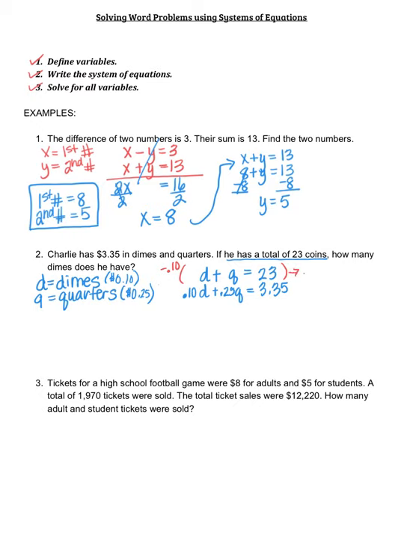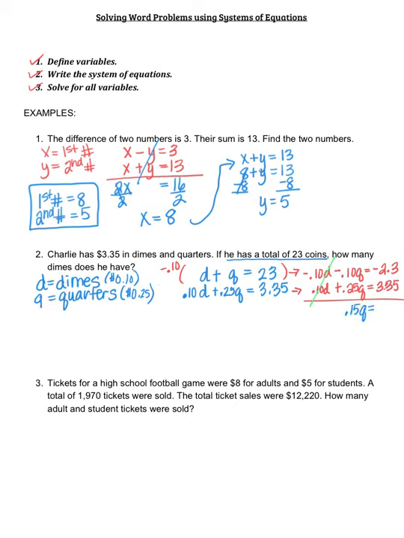So that's going to be negative 0.10D minus 0.10Q equals negative 2.3. Now I'm going to bring over the bottom equation. 0.10D plus 0.25Q equals 3.35. And let's add straight down. Straight down will eliminate the D's. So I will get negative 0.10Q plus 0.25Q is 0.15Q.